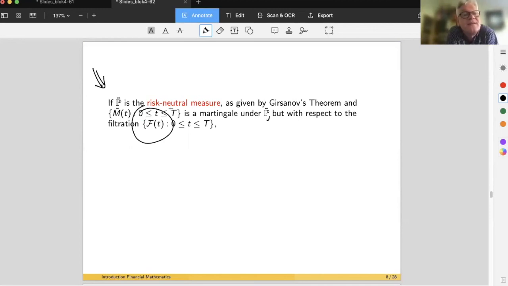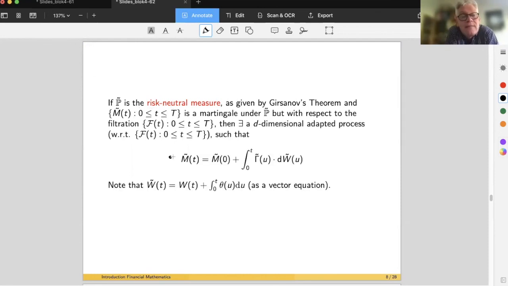So if P tilde is the risk neutral measure, then we can also write M tilde t as M tilde 0 plus the integral from 0 to little t, gamma tilde u dW tilde u. And that's an inner product here. Again, that's an inner product of two vector valued functions. So we see that when we're under the risk neutral measure, then again, if we have a martingale under the risk neutral measure, we can write it like this with a vector valued process gamma tilde u and a vector valued process dW tilde u. And that is part of this representation theorem.